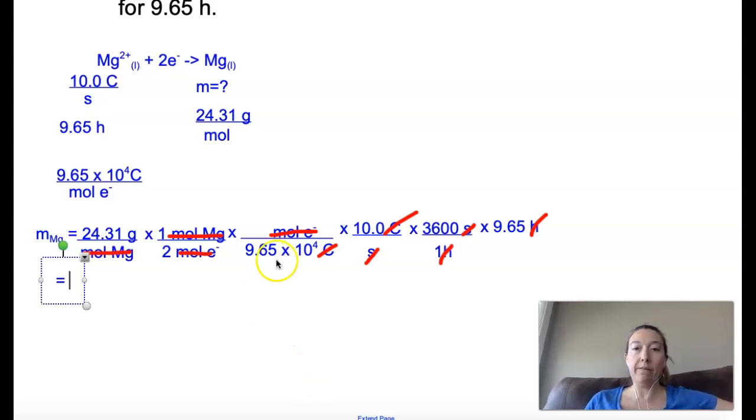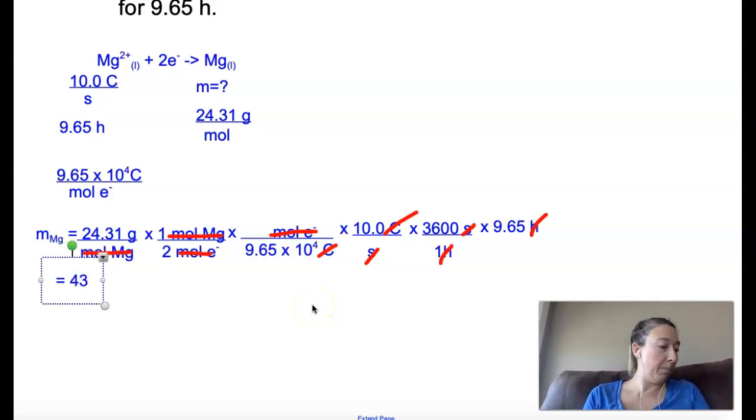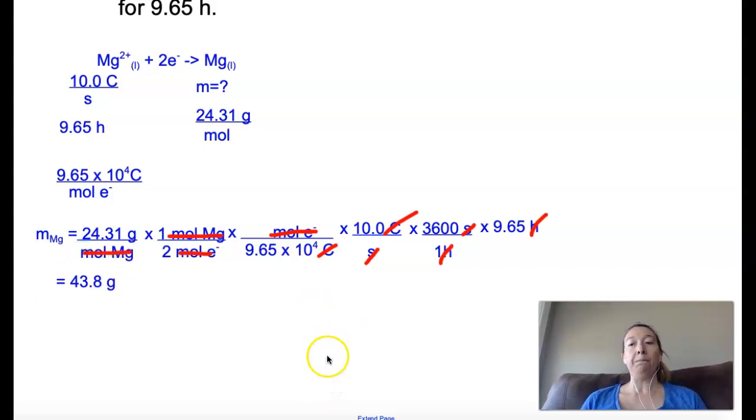Okay, so significant digits, I want to say 3. So we get 43.8 grams. So it's a bigger stoich calculation, but really, once you know how to do stoich, it's just that I cancel everything.